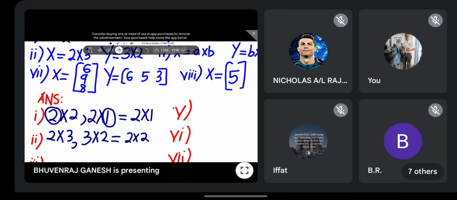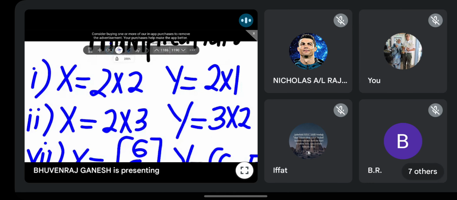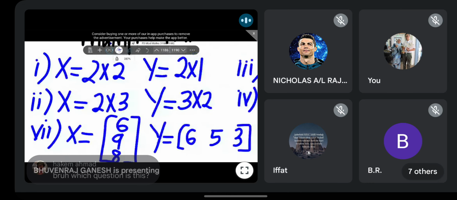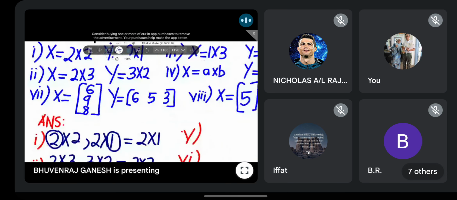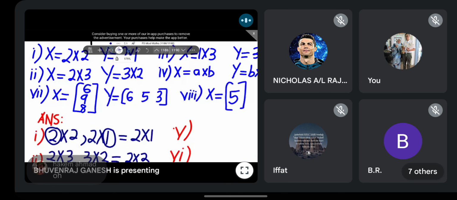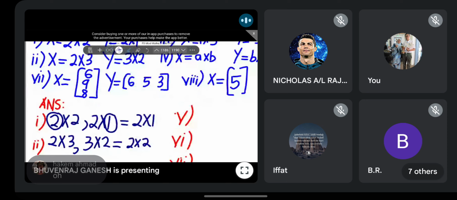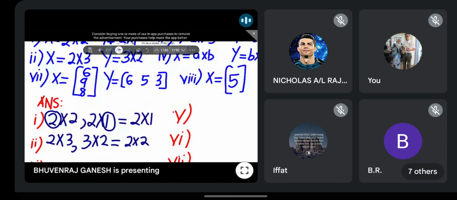Okay, number 2. Can you see the question over here, number 2? This one? My own question lah. Yeah, I create the question one. You cannot find anywhere, trust me.